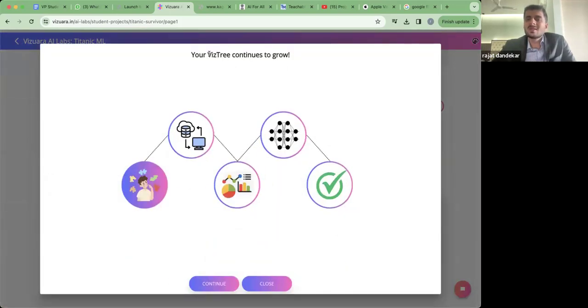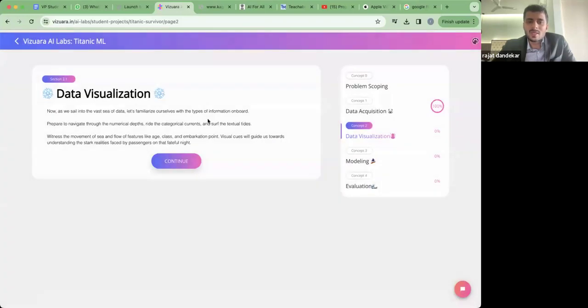It says your whiz tree continues to grow. Why does it say whiz tree? It's because we consider our notebooks to be made up of individual branches of a tree. If you connect all these branches together, then only the entire tree will be formed. Otherwise, your knowledge will be incomplete. So eventually, we plan to connect all these different branches together so that we understand the whole concept. Then we click on continue and go to the next step, which is the data visualization.